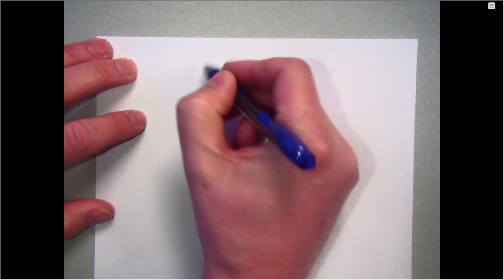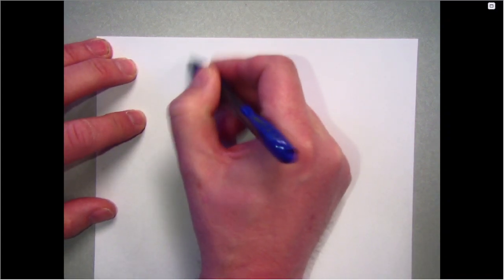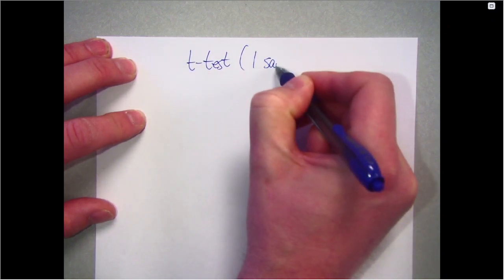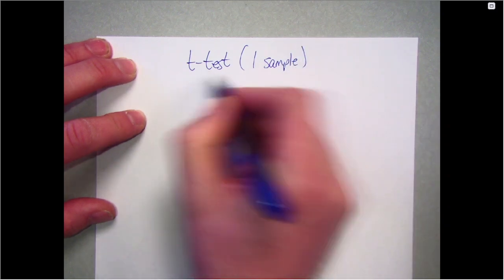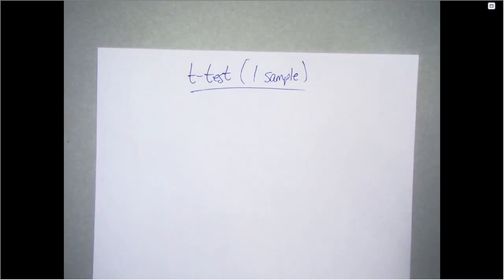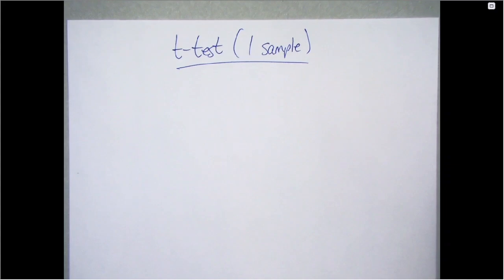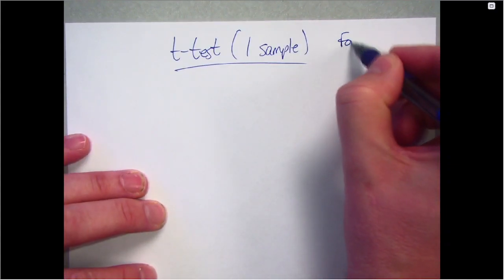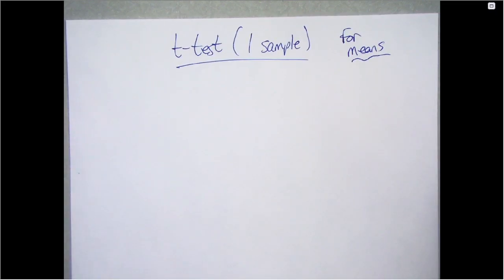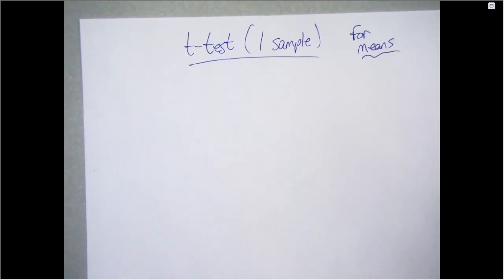Okay, so this is your calculator, it just says t-test. It is one sample, but your calculator just says t-test. So you can call it a one sample t-test, you can call it a t-test. And this is for means, not proportions. How do I know it's for means and not proportions? Because it's t. That's like the whole point of t.